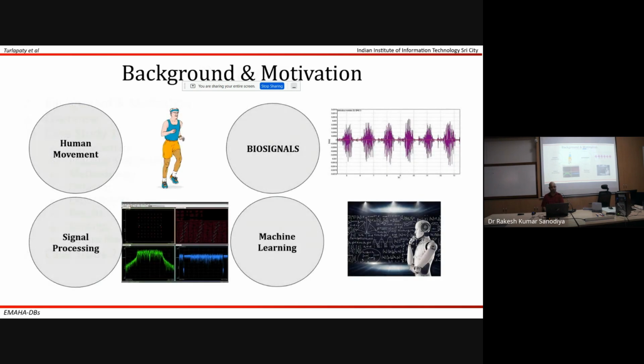So let us look at the background and motivation. Our main focus at the biosignals lab is looking at these 4 different areas, basically the intersection of these areas. First one is human movements. Anything like activities of daily living, or just normal human movements, or hand gestures, or sports activities, strength training. Any of these things can be classified as human movements.